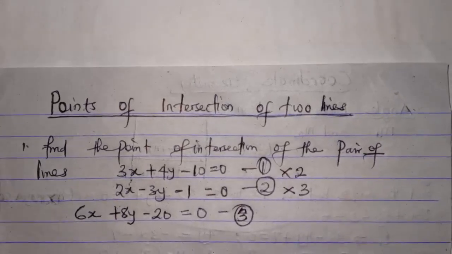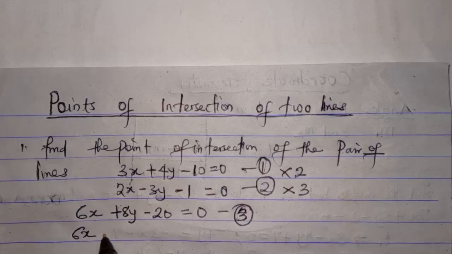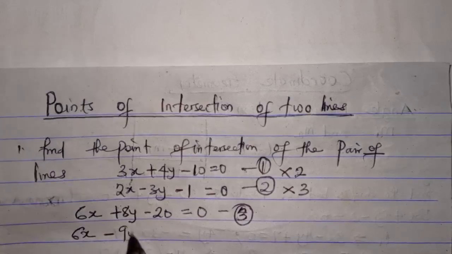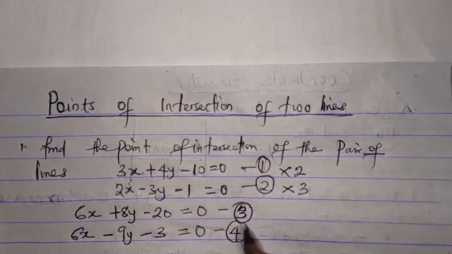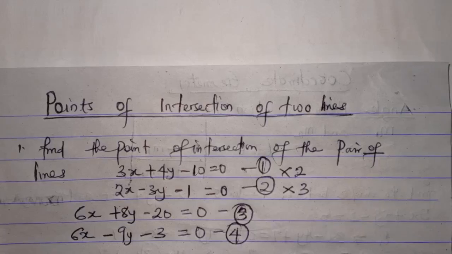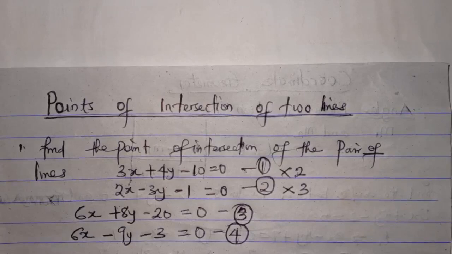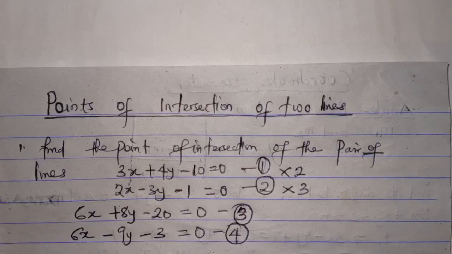And if I multiply the second equation by 3, I'll be having 6x minus 9y minus 3 equal to 0. This is equation 4. So I can easily eliminate x now by saying equation 3 minus equation 4, or equation 4 minus equation 3. Whichever one, I'll get the same result.